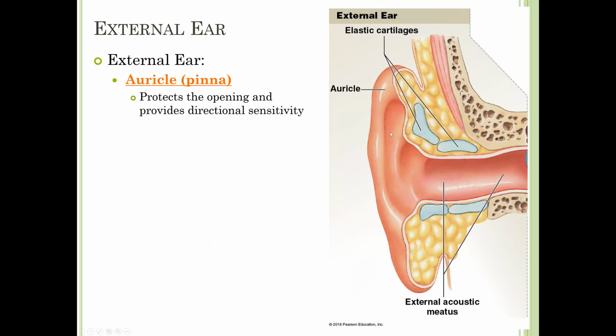So because it interferes with sound waves that, for example, come from behind you versus sound waves coming from in front of you, because it interrupts those sound waves, it allows your brain to tell the differences so that it knows whether a sound is coming from behind you or in front of you. So we say that it provides directional sensitivity.